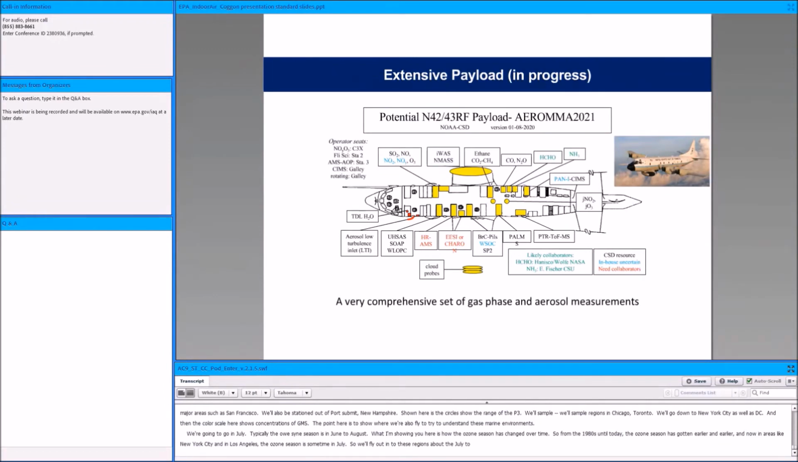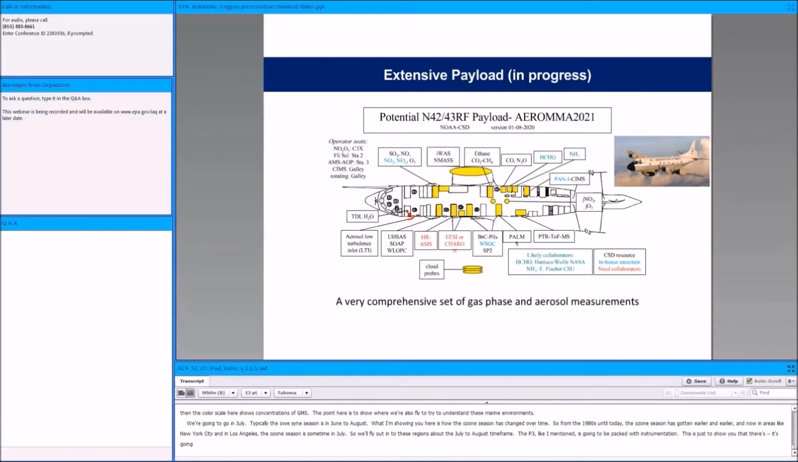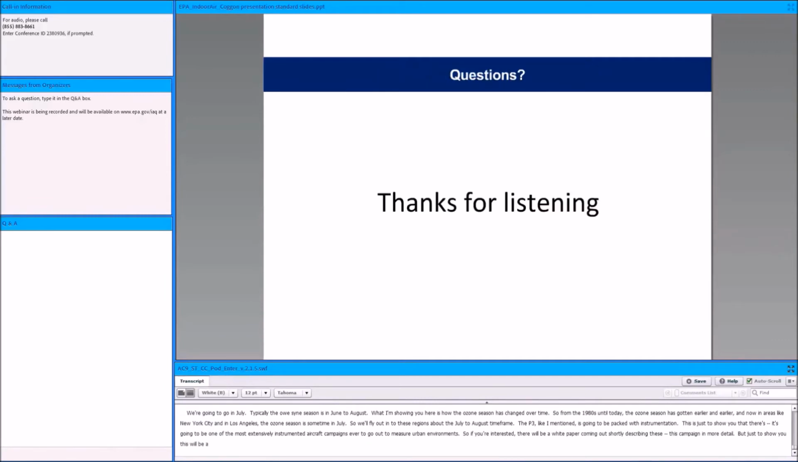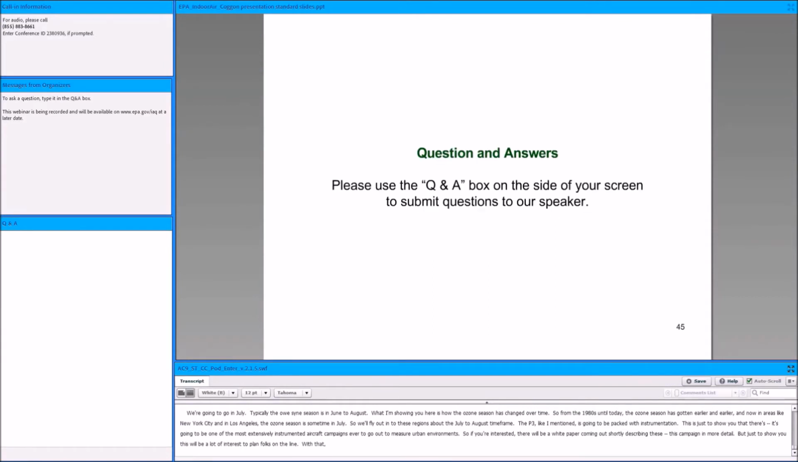The P3, like I mentioned, is going to be packed with instrumentation. This is just to show you that it's going to be one of the most extensively instrumented aircraft campaigns ever to go out to measure urban environments. So if you're interested, there will be a white paper coming out shortly describing this field campaign in more detail. But just to show you, this would be a lot of interest to perhaps folks on the line. With that, I'm going to stop and thank you all for listening, and I'm happy to answer any questions.